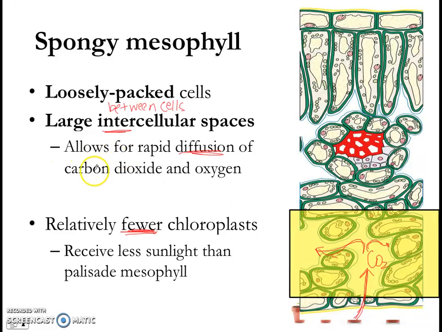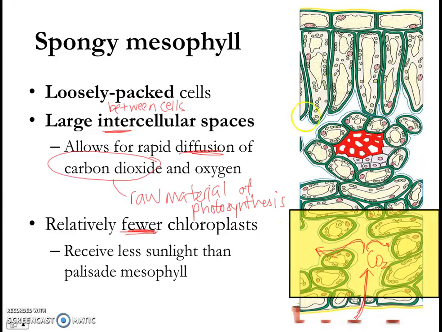It's worth noting as well that it allows for rapid diffusion of carbon dioxide, right? Carbon dioxide is a raw material of photosynthesis too. So the spongy mesophyll helps the leaf carry out photosynthesis by allowing carbon dioxide to rapidly diffuse through the intercellular spaces, and also by having relatively fewer chloroplasts to absorb the remaining sunlight.